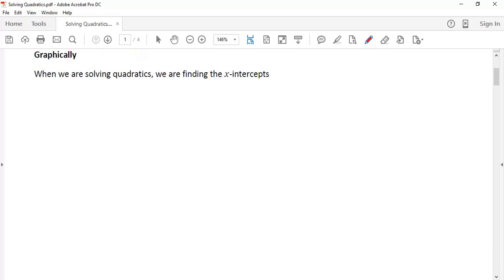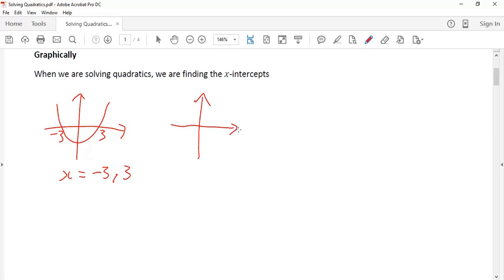So a key idea I want you to understand is when we solve quadratic equations, we're pretty much just looking for where the x-intercepts are. So just say if this was our graph and it cut at 3 and -3, then the solutions would have been x equals -3 and 3. So if our graph looked like this and it only cut once, that means the solution is x equals -7.